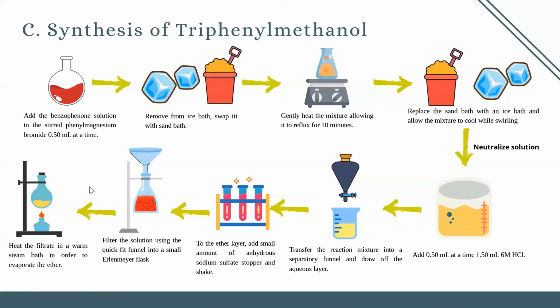So the next step is to transfer the reaction mixture into a separatory funnel and draw off the aqueous layer. It is followed by adding a small amount of anhydrous sodium sulfate to the ether layer, stoppering and shaking it. Next, filter the solution using a quick fit funnel into a small Erlenmeyer flask. And lastly, heat the filtrate in a warm steam bath in order to evaporate the ether. Place also a stirring rod while heating.